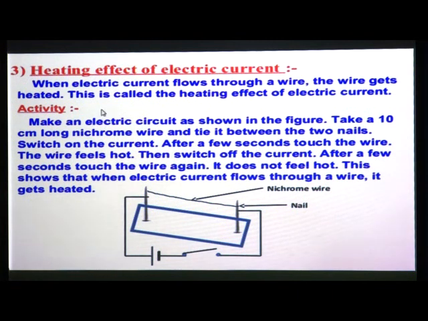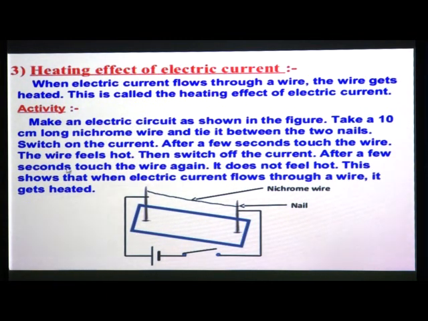So, see, make an electric circuit as shown in the figure. Here you can see the electric circuit is given. In an electric circuit there should be a cell, there should be a switch, and there should be a wire. Okay. So, these wires are going to connect with the switch, then connect with the cell. Like this you can make an electric circuit. Here in this figure you can see an electric circuit.